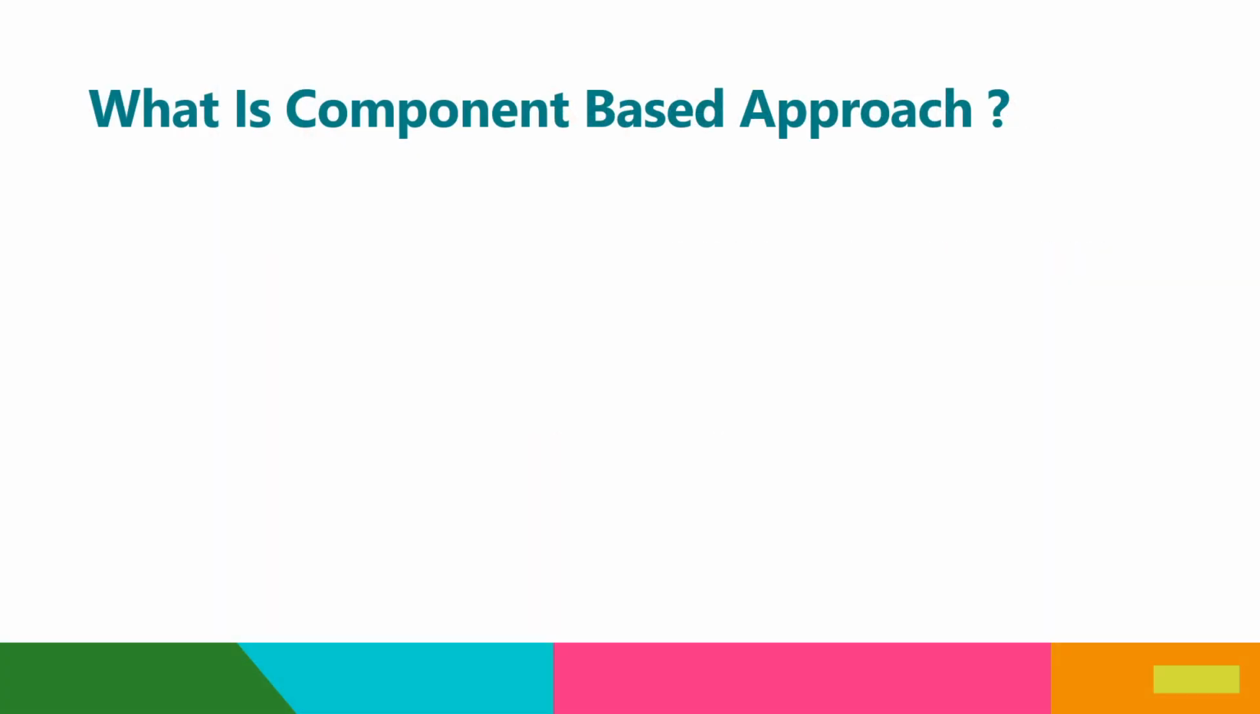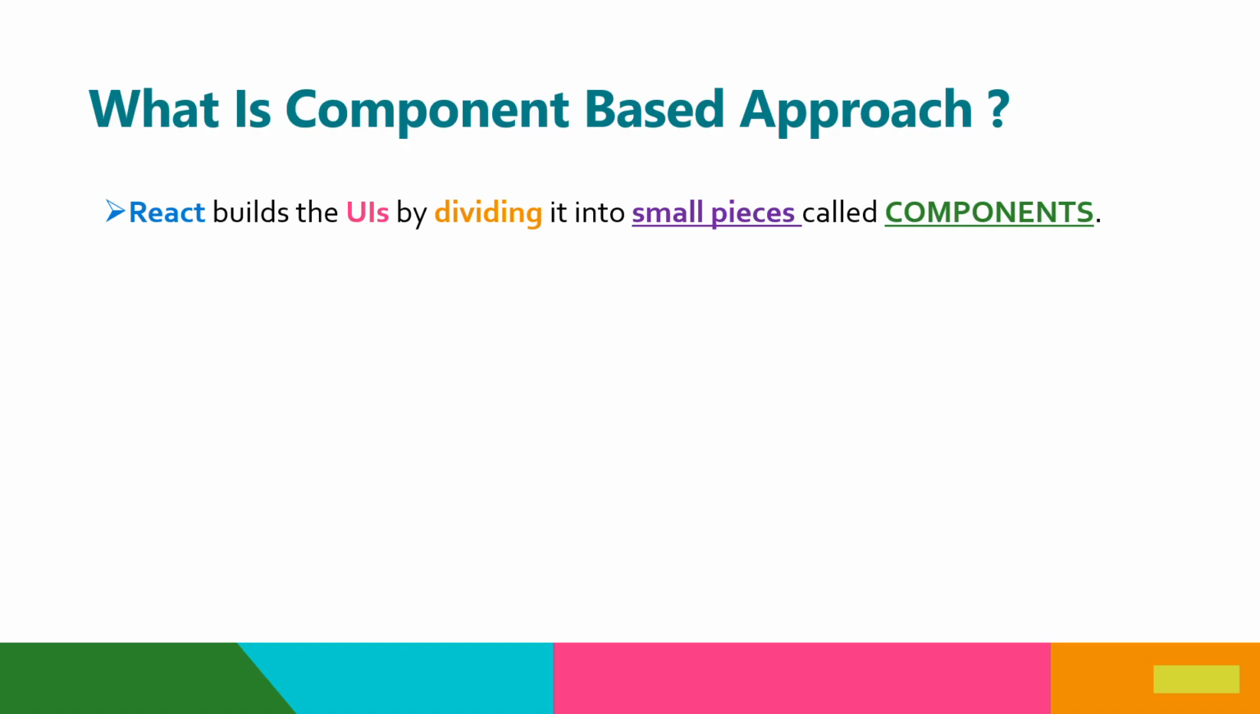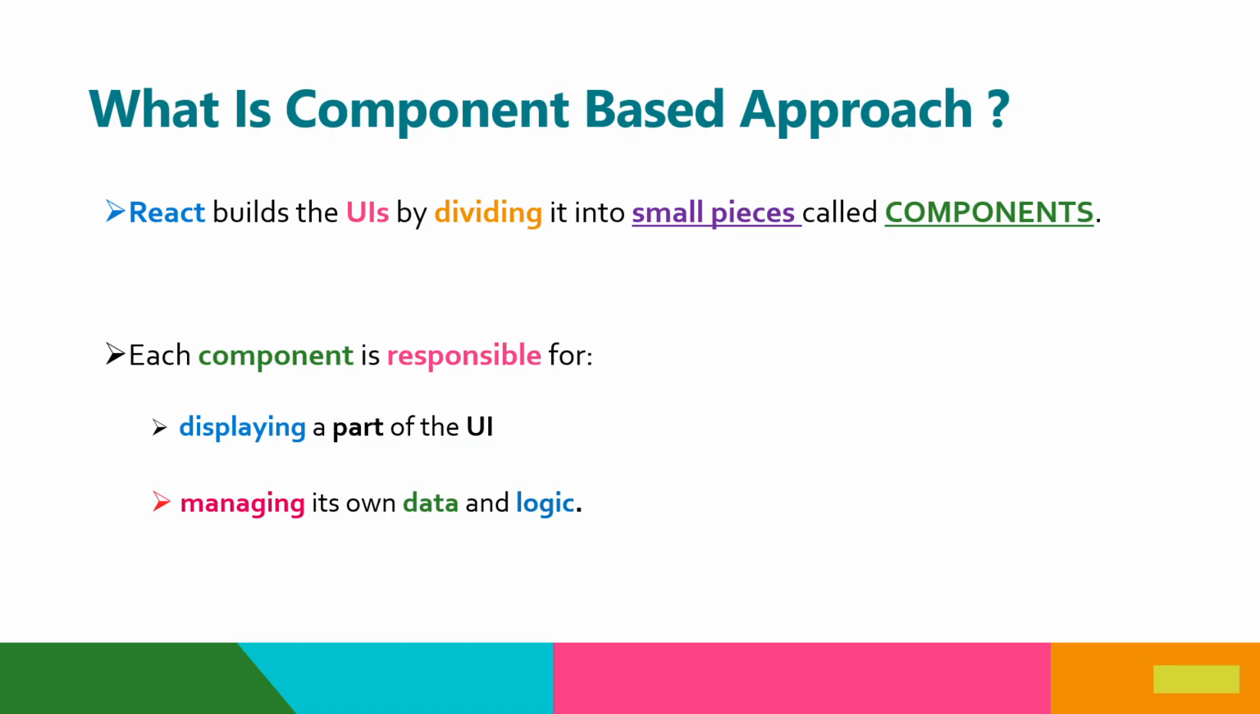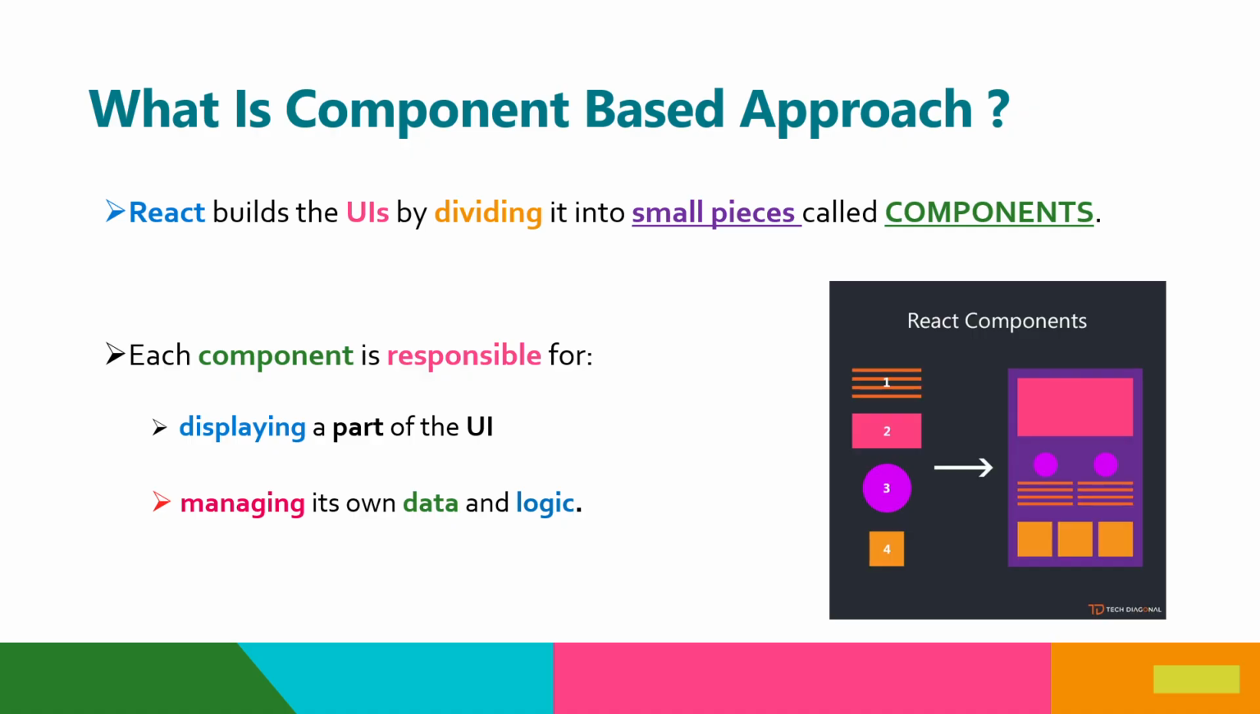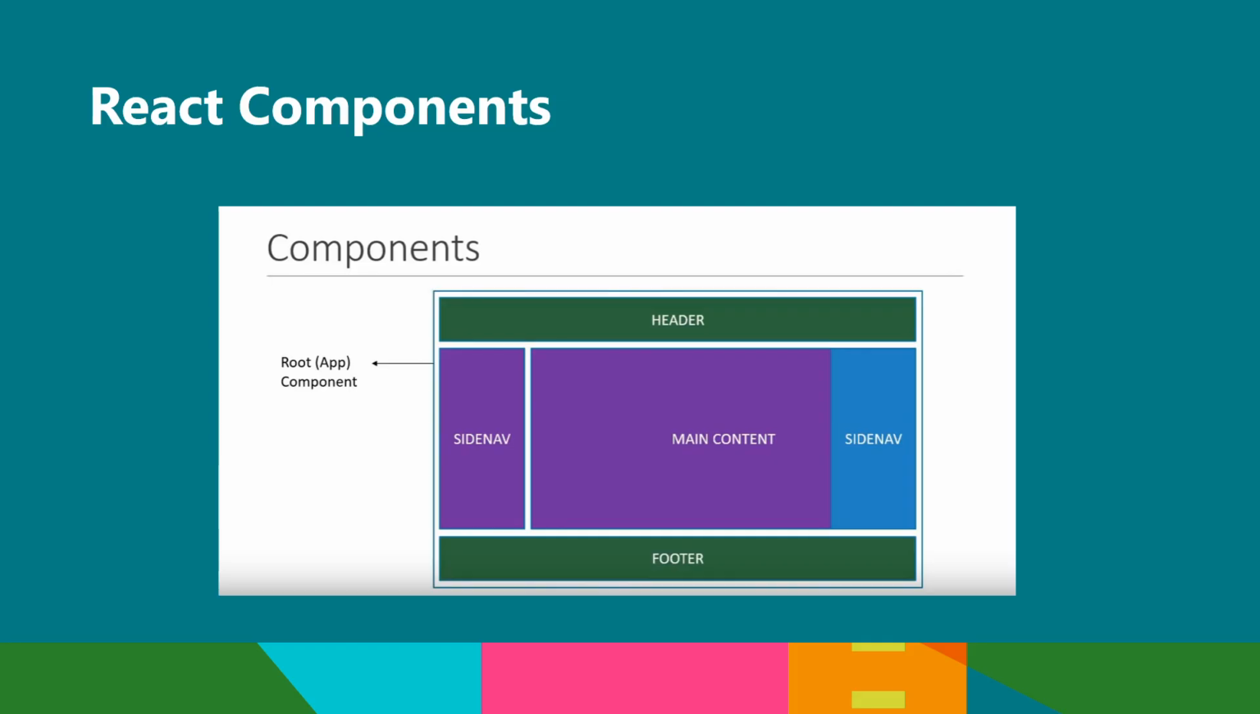And what is the component based approach? React builds the UI by dividing it into small pieces called components. Each component is responsible for displaying a part of the UI and managing its own data and logic. So a component is like a header, footer, or sidebar. A React page is made of a header, side nav, main content, and footer. These are the components of the web page.